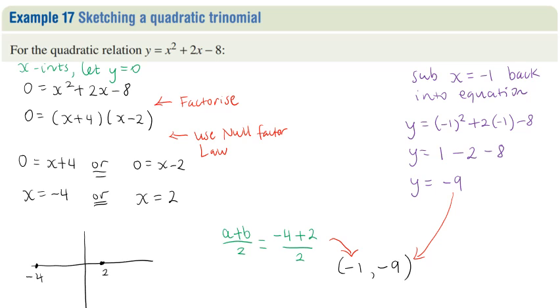So it's at negative 1, so I go across and then I go down 9. 1, 2, 3, 4, 5, 6, 7, 8, 9. There we go. And then I can draw this line in.